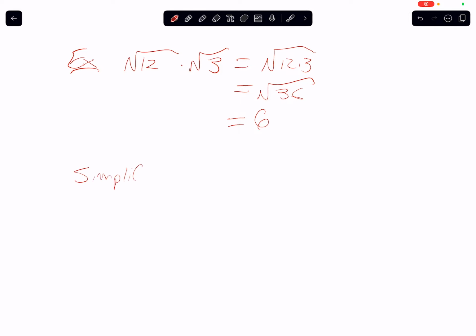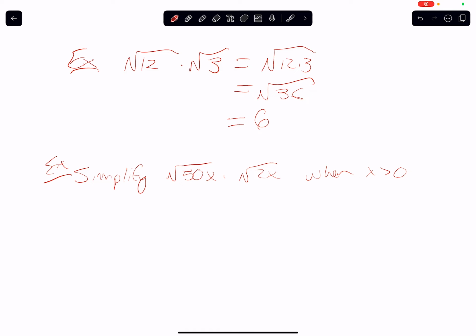Let's try another example. Simplify the square root of 50x times the square root of 2x when x is greater than 0. We have to have x greater than 0 because that guarantees that what's under the radical, the radicand, for both cases is positive or non-zero.